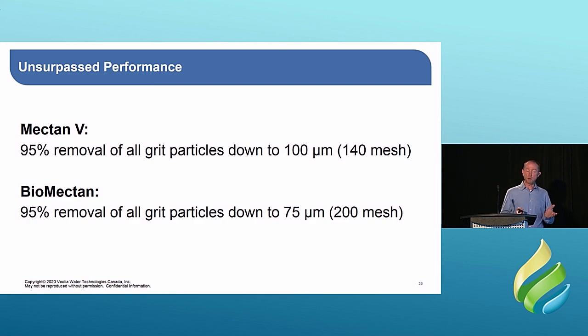The Mectan V does a pretty good job: 95% removal of all grit particles down to 100 microns. That's most of the grit you're going to see coming in, and that's a pretty good level of removal. The BioMectan goes even further, even better, 75 microns, so 95% removal down to 75 microns. That is as good or better than anything else in the industry. There is no current product on the market that offers a greater level of removal than the BioMectan, so it's the best performance you can get.